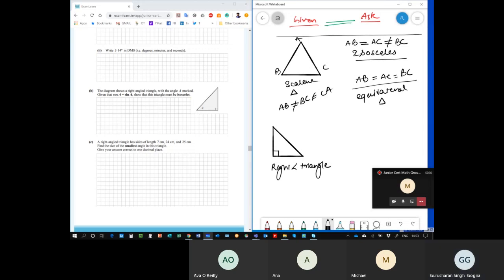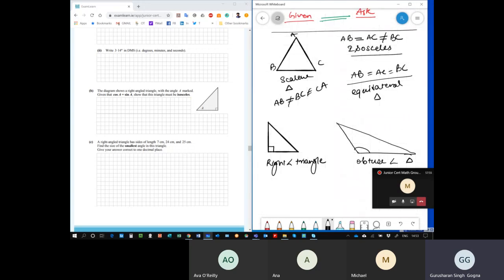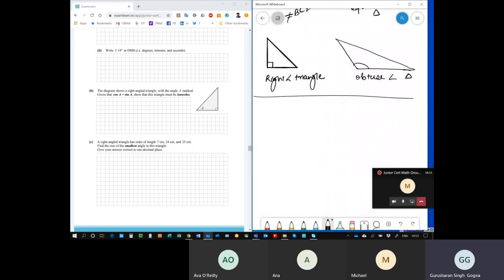If one of the angles is obtuse, this angle is obtuse. Obtuse means greater than 90 degrees, less than 180 degrees. So you can say obtuse angle triangle. And obviously, if all angles are acute, you can say acute angle triangle. So these are different types of triangle, but the important ones are right angle triangle, isosceles triangle, equilateral triangle. Based on that, they can ask you questions.